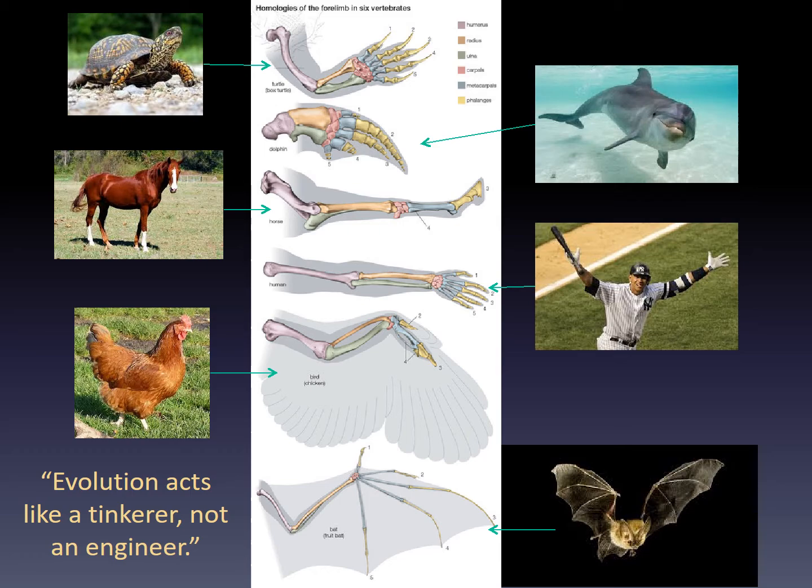So instead of reinventing the wheel over the generations, as animals started living in particular habitats, evolution just tweaked that ancestral design, that ancestral bone conformation. And it allows dolphins to have an appendage that allows it to swim through the water. It allows humans to be baseball players. It allows horses to run.